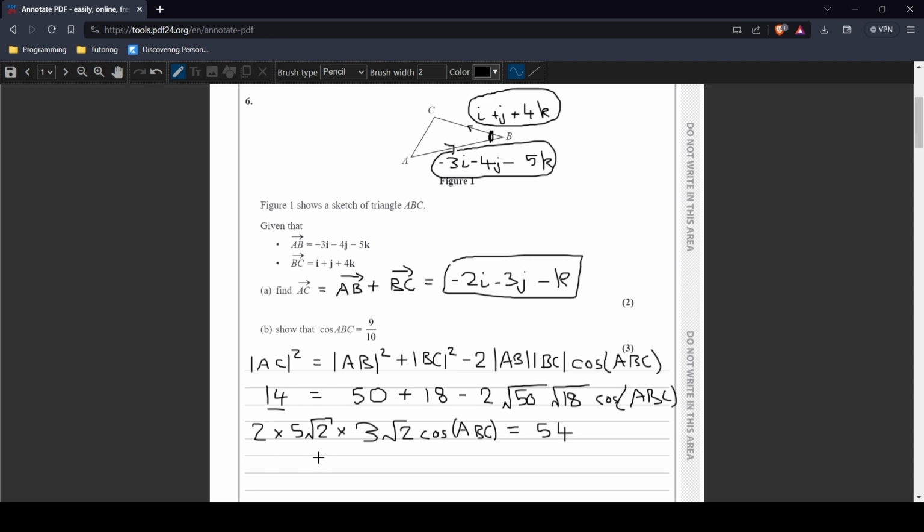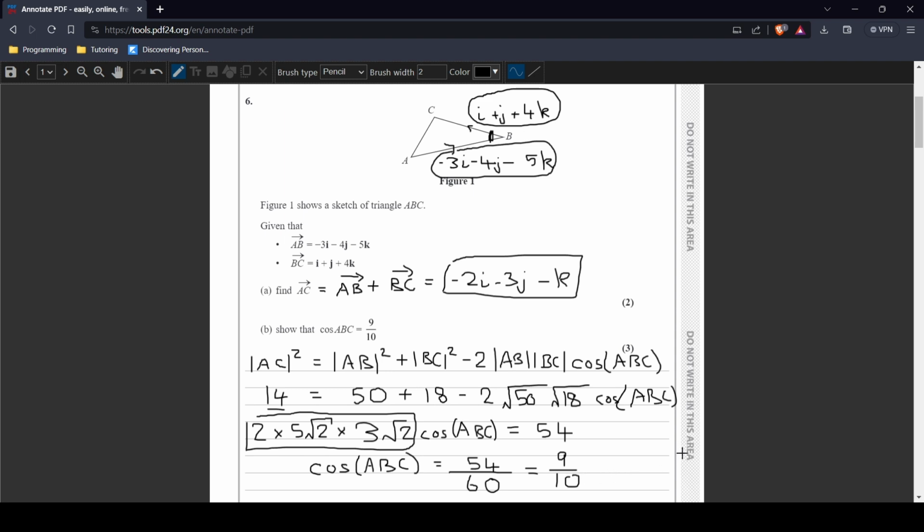So we're almost there. So now we can just divide through by what we have. So cosine of ABC is then equal to 54 divided by, okay, now what is all of this stuff? So we have a root 2 times root 2, which just gives 2. So we have 2 times 2, which is 4, and then times 5 times 3. So 4 times 15, which is 60. So cos of this angle is 54 over 60, and then simplifying the fraction, this becomes 9 over 10 as required.